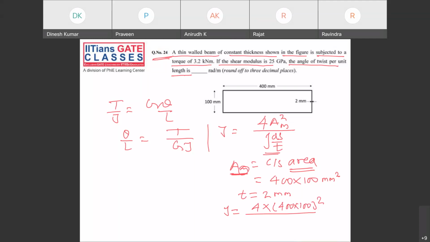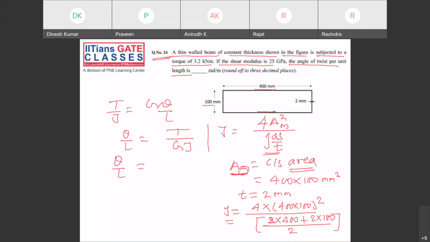So how do we find it? Like you can see here, throughout, your thickness is the same. So total peripheral length is how much? It is 400, 400, 100, 100. So it is 2 into 400 plus 2 into 100 by thickness, which is the same. So find out the J value and then substitute here the J value and find the theta by L.